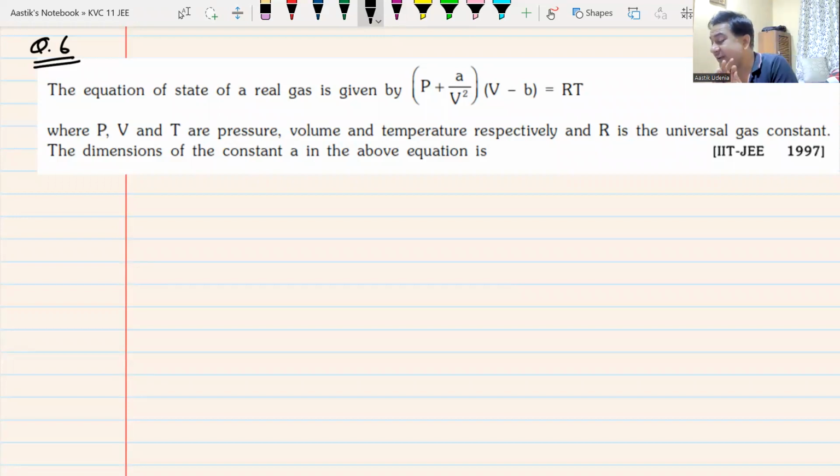Okay. The equation of state of a real gas is given by this equation. P, V and T are pressure, volume, and temperature. R is the universal gas constant. What is the dimension of constant A in the above equation? There were no options. It was fill in the blanks. JEE used to have fill in the blanks at that point in time. What is the answer for the fill in the blanks?